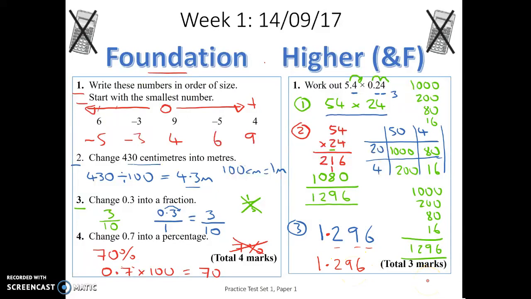Okay, now I said we'd go back to that thing I mentioned at the start. So why is that correct? Well, what we did when we converted the 5.4 to 54 is we multiplied by 10. And when we converted our 0.24 to 24, we multiplied by 100. So we've really multiplied by 10 and 100, that's like multiplying by 1,000, in order to do our calculation. So we've got to reverse that at the end. Our answer of 1,296 then needed dividing by 1,000 to get back to our 1.296.